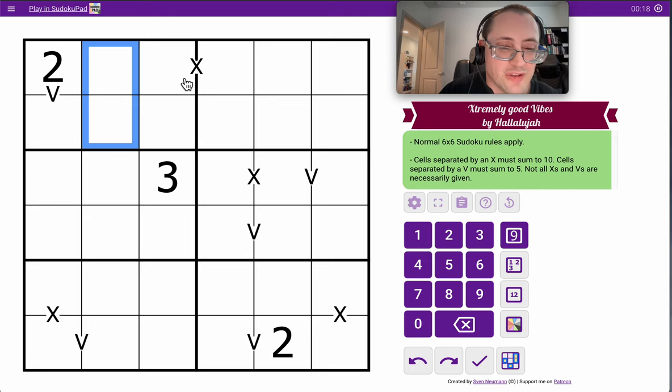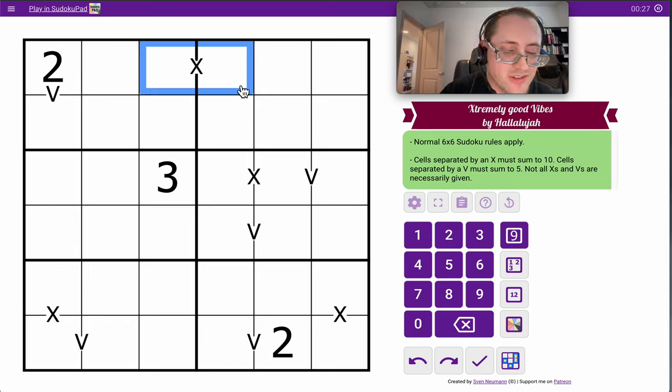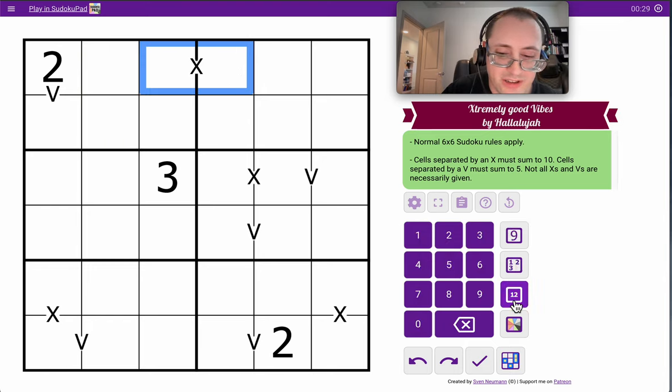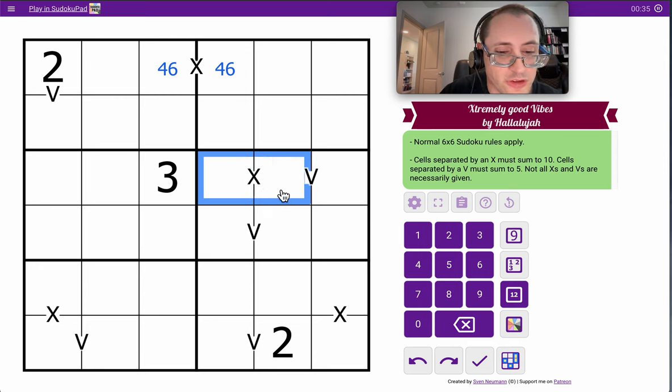Now, because it's 1 to 6 and not 9, what you have in an X, since the maximum digit is a 6, it must be paired with 4. It can't be paired with anything else. You don't have 7s in this puzzle. So these two are a 4-6 pair.